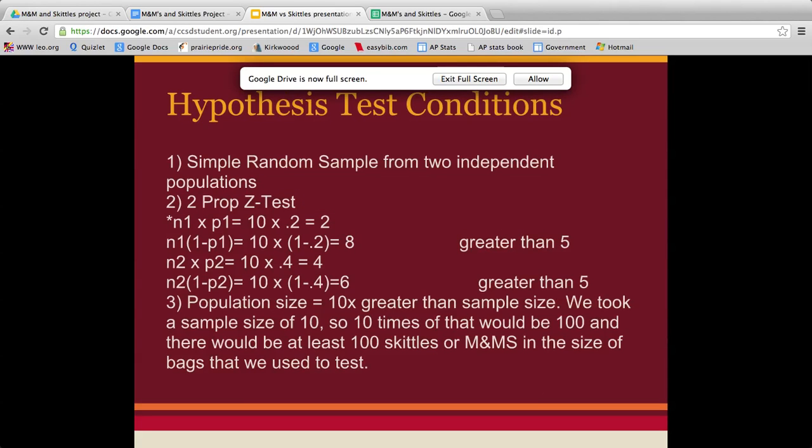So for our hypothesis conditions, they're simple random samples from two independent populations, which is M&Ms and Skittles. Again, we did a two-proportion test, and we did n times p and n times 1 minus p for n1 and n2, where n1 is M&Ms and n2 is Skittles, and they're both greater than 5. Our population size equals 10 times greater than a sample size. We took a sample size of 10, so 10 times that would be 100, and there would be at least 100 Skittles or M&Ms in the size of bags that we used to test.